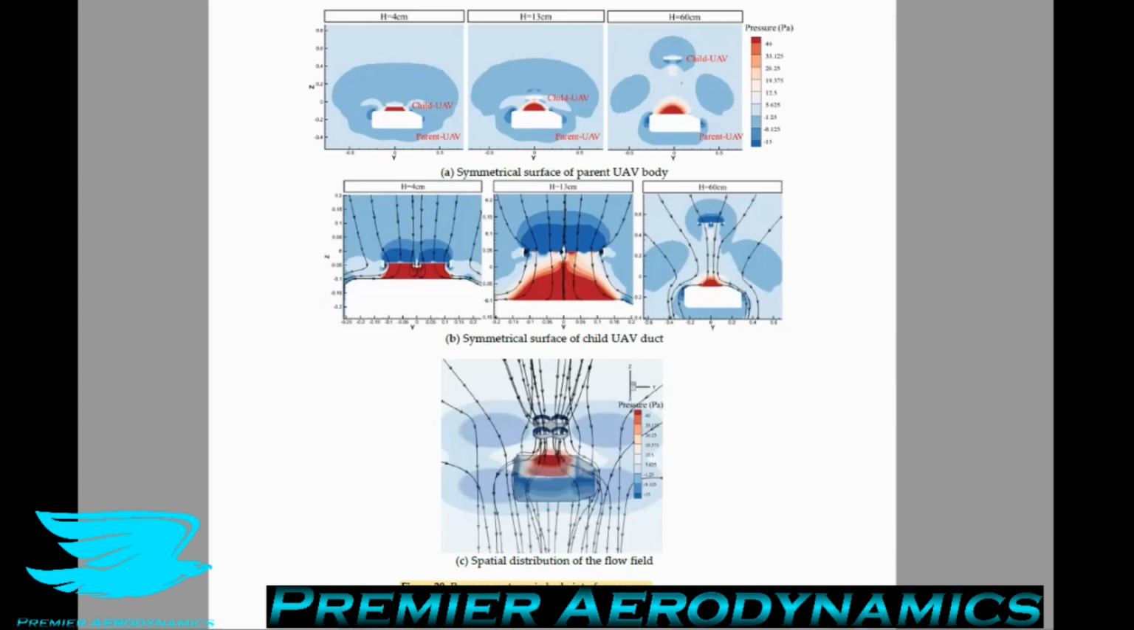The airflow below the child UAV is squeezed, which leads to a significant pressure increase as shown in figure 20. So you can see just above the parent UAV, the pressure now is much higher than what it should be simply because of that ground effect. And that's where you get that extra buoyancy. Affected by this, the positive pressure of the child UAV body and your rotors increase.